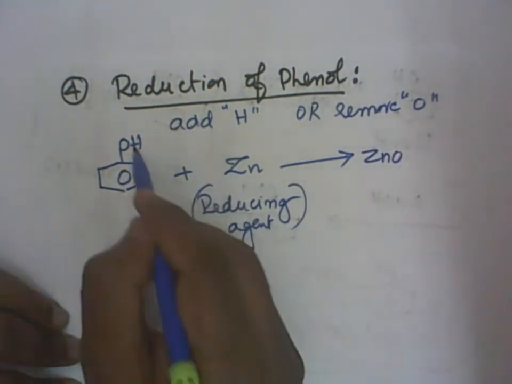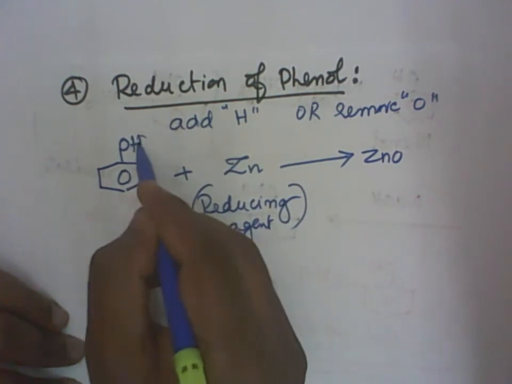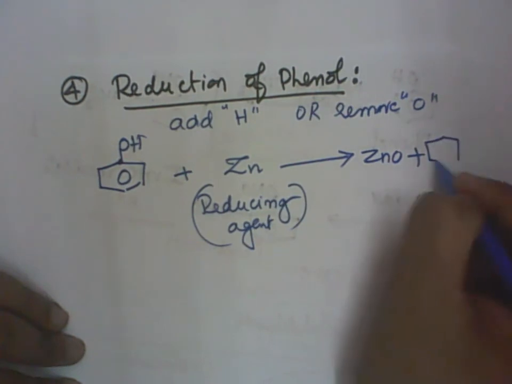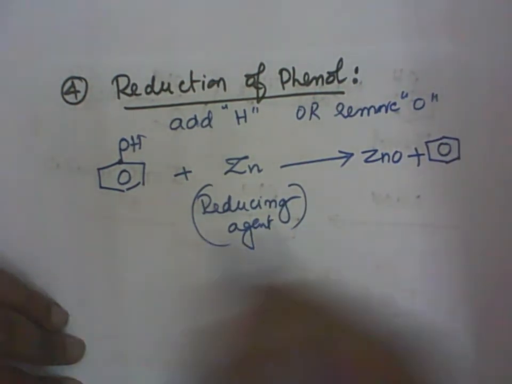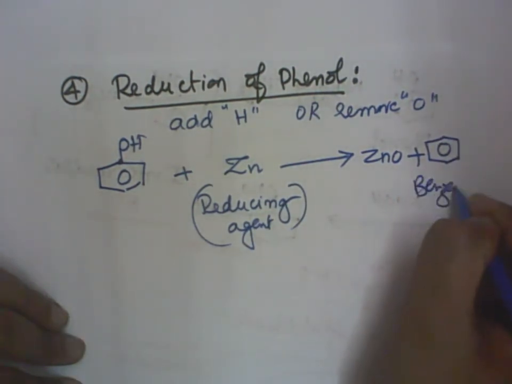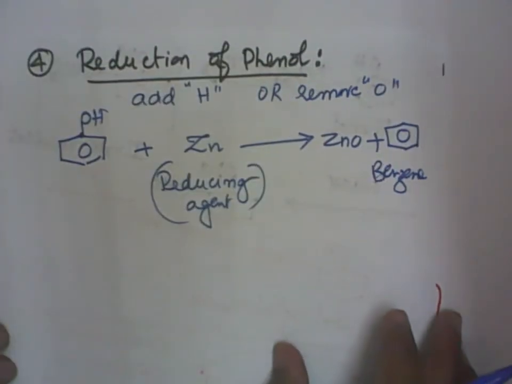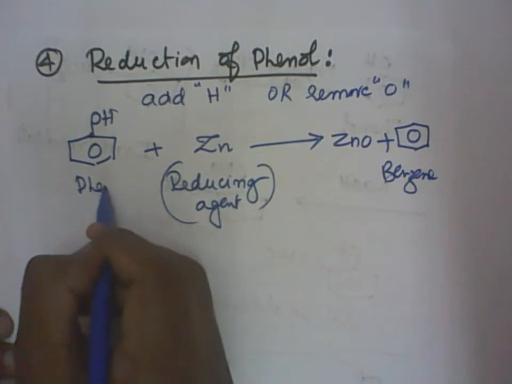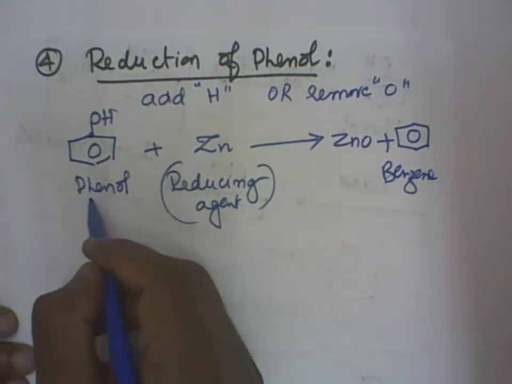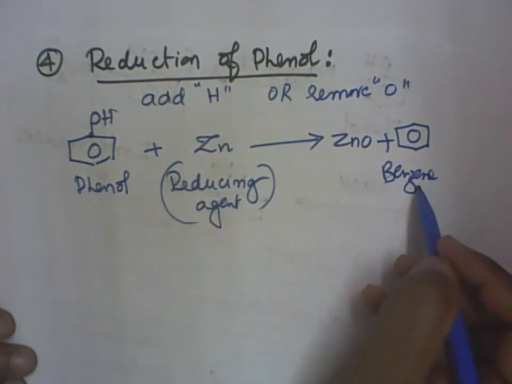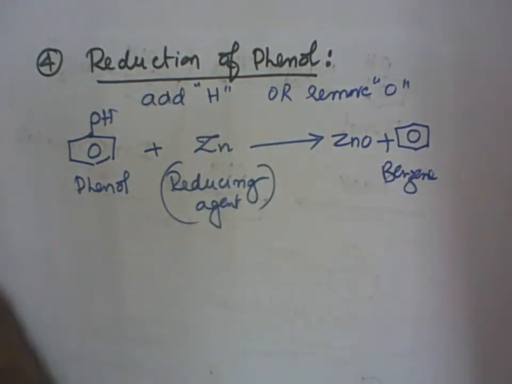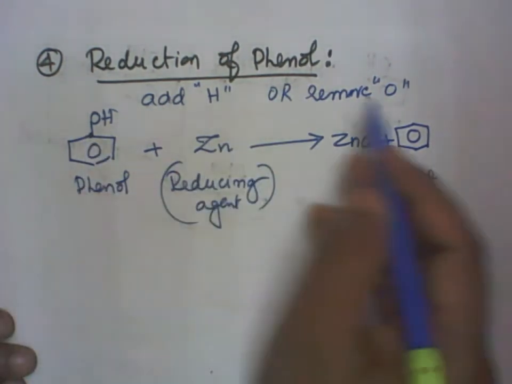So it removes oxygen. What remains there? Hydrogen. Hydrogen attaches to this carbon atom. So we get the product as benzene. Clear? So phenol undergoes reduction to give benzene. What is the reducing agent? Zinc is required. And what are we doing here? We are removing oxygen.